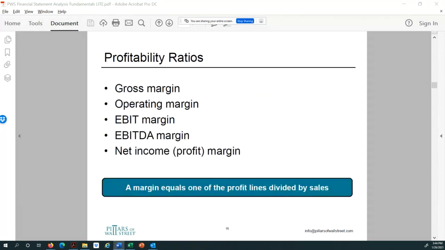Profitability ratios. An important metric used to determine how efficient a company is in managing costs is a profit margin. What you can see at the bottom is any of the profit lines divided by sales. Gross margin is gross profit divided by sales. Operating margin is operating profit divided by sales. EBIT margin is EBIT divided by sales. EBITDA margin is EBITDA divided by sales. And the net income or profit margin is net income divided by sales. Everything is over sales essentially. That's what a margin equals.